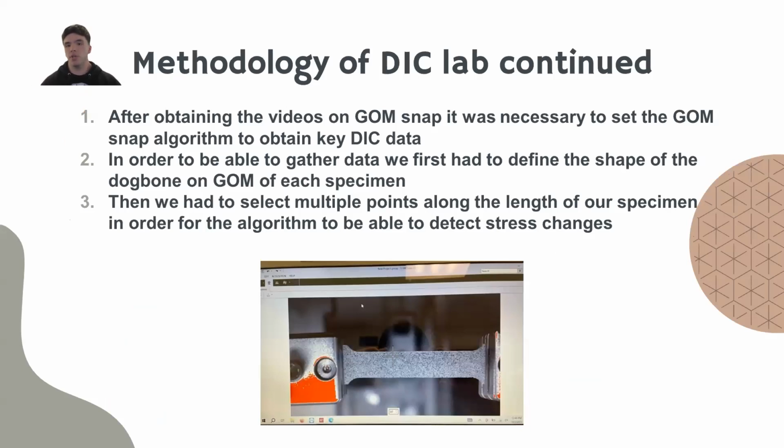After obtaining the videos on GeoM-Snap, it was necessary to set the GeoM-Snap algorithm to obtain the key DIC data. In order to be able to gather data, we first had to define the shape of the dog bone on GeoM of each specimen. Then we had to select multiple points along the length of our specimen in order for the algorithm to be able to detect changes in stress.